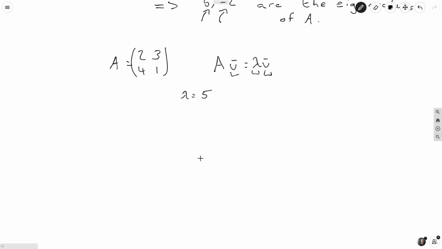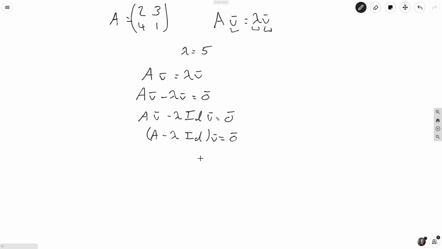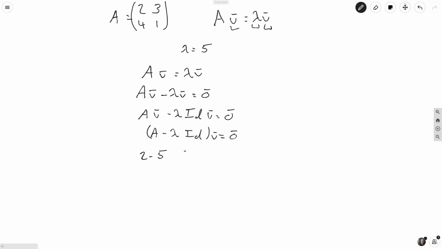Then, just to be clear here, solving A v bar equals lambda v bar is the same thing as solving A v bar minus lambda v bar equal to 0, which is the same thing as A v bar minus lambda times the identity applied to v bar equal to 0. And by linearity, we get A minus lambda times the identity applied to v bar is equal to 0. Now since we know lambda is equal to 5, we're just solving the equation 2 minus 5, 3, 4, 1 minus 5 applied to v bar is equal to 0.